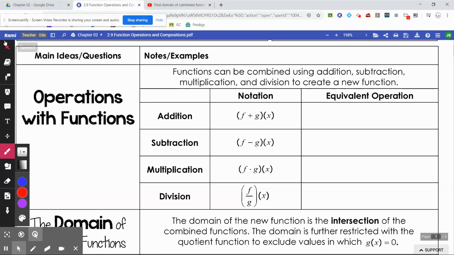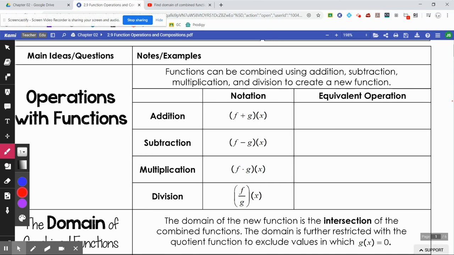Okay, in this video we're dealing with operations of functions. Functions can be combined using addition, subtraction, multiplication, and division to create new functions, and then eventually we'll compose functions as well. To add two functions, to find (f + g)(x), and notice that notation there, the combination of f plus g is written like this, and our (x) is written outside. We can simply take our f(x) and we add g(x) to it.